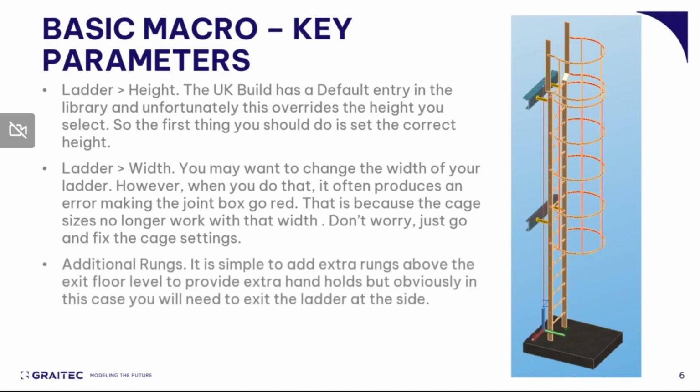You can also activate additional rungs. It's very simple to add the additional rungs above the exit floor level, i.e. between the stringers at the exit portion, because you need these if you're going to climb off the ladder. Your feet are going to be at the exit level, your hands are going to be higher up, so they need something to hold on to. But when you're going to do that, obviously they've got the rungs between the stringers, you're not going to be climbing off forward. You have to climb off to one side with a side exit.